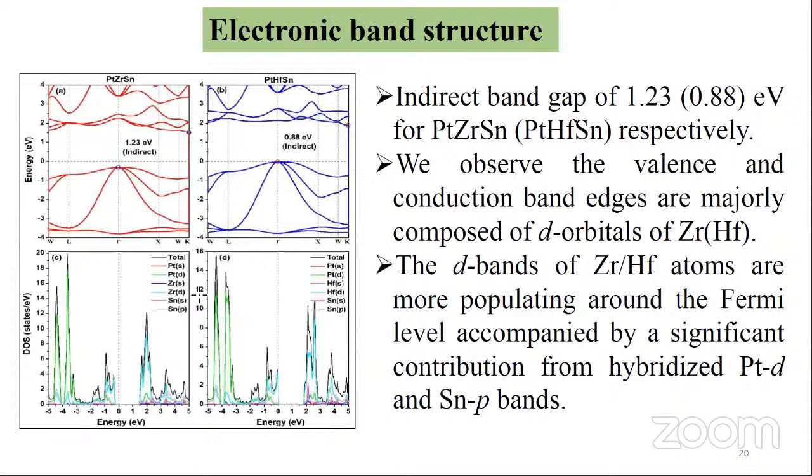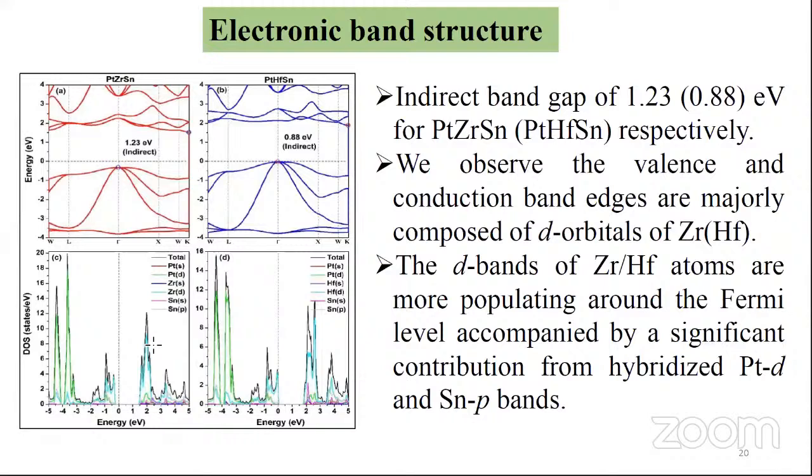So this figure shows the band structures of both materials. These materials are indirect band gap semiconductors with band gaps of 1.23 electron volts and 0.88 electron volts. The lower panel shows the partial and total density of states of these two materials. The valence band and the conduction band edge are composed of the d orbitals of Zr and Hf atoms. The contributions of the d orbitals of Zr and Hf are more populated around the Fermi level, as you can see in this figure.